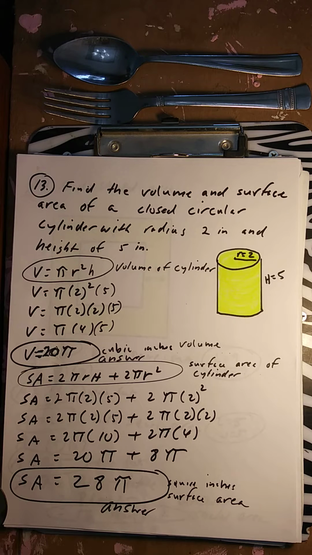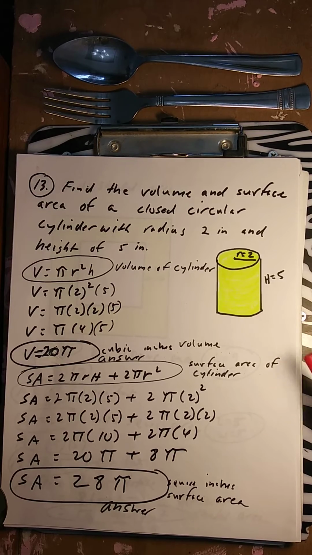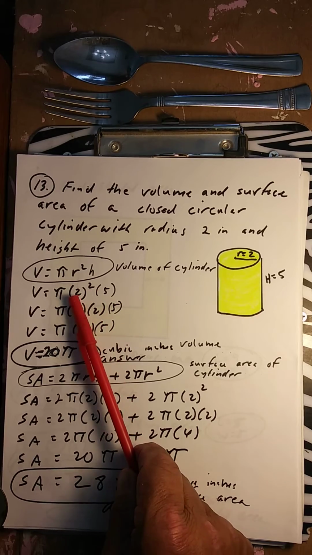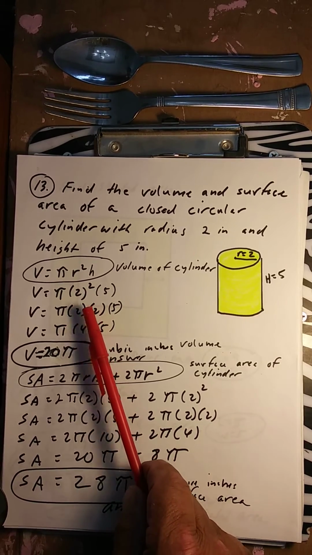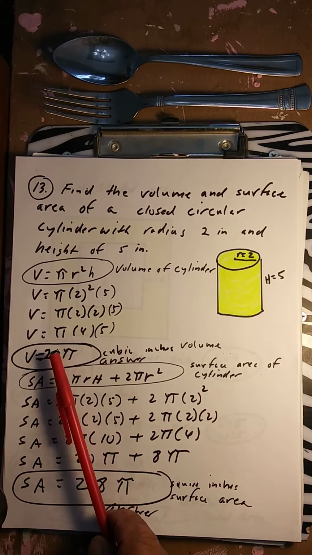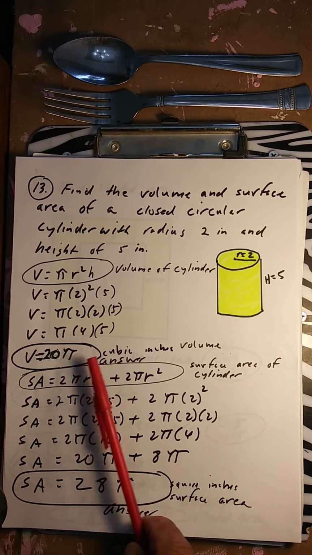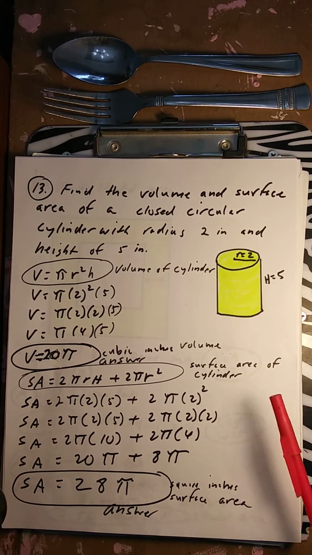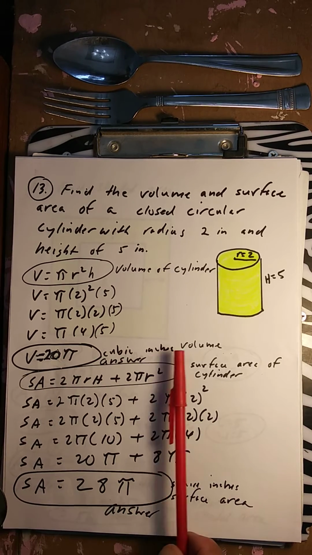Find the volume and surface area of a closed cylinder with radius 2 inches, height 5 inches. So now there's a picture of the little bucket of lard or whatever it is. Put the numbers in. Pi r squared h, so 2 squared means 2 times 2, that's 4. 4 times 5 is 20. So volume is 20 pi cubic inches in here.